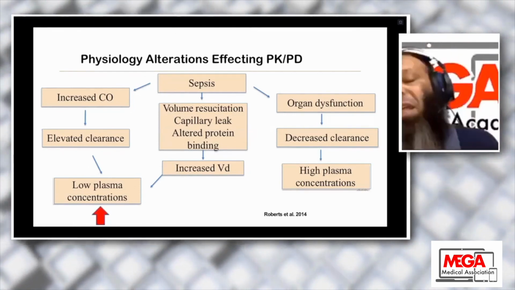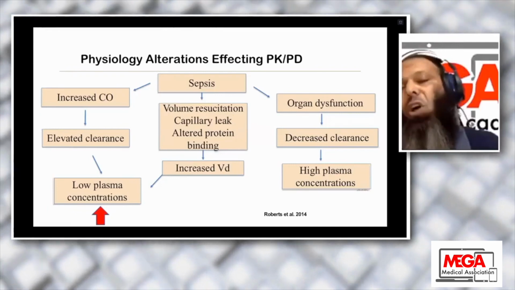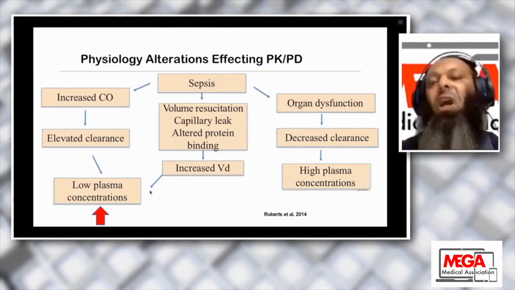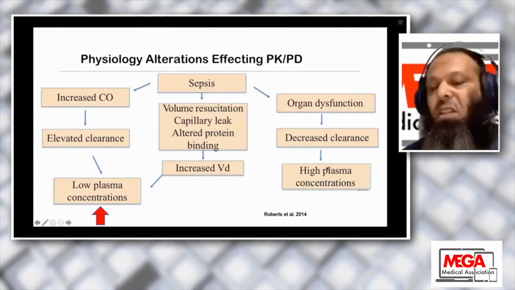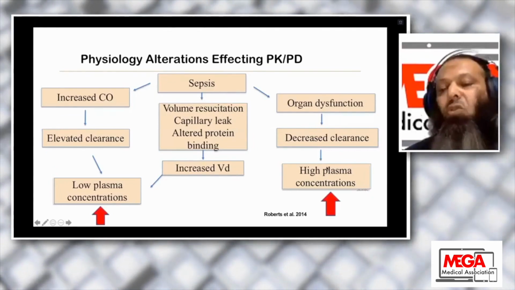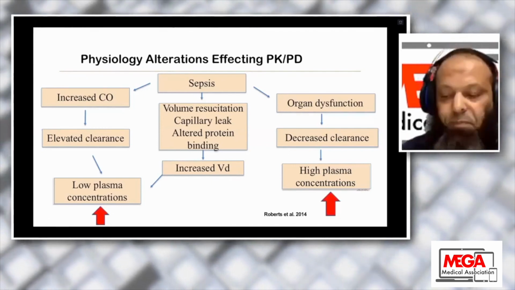On the other hand, if you have sepsis, septic shock with its sequelae, which is organ dysfunction, renal failure, liver failure, this will, of course, decrease the clearance and lead to high plasma concentration.